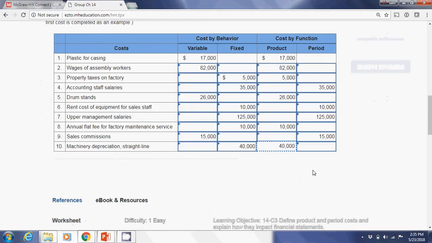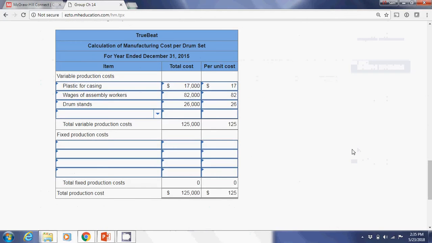Let's look for another variable cost. Let's see, the next variable cost we have is the sales commission. It's the only other variable cost we have, but it's not product. It's period, so we don't want to include it. So I think we're done with our total variable production cost. And now it asks us for fixed production cost. Well, okay, I think we can figure that one out too.